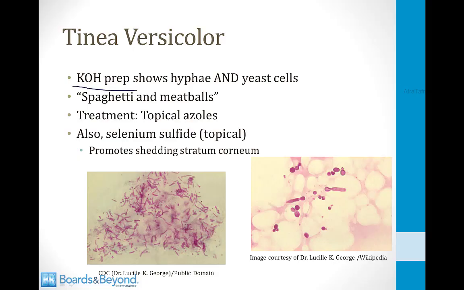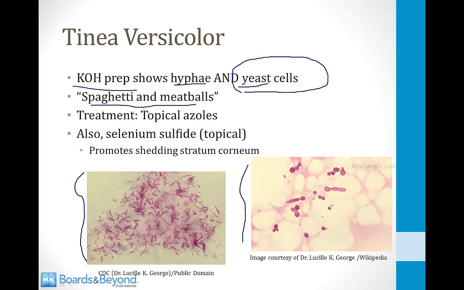A high yield thing to know about this fungi for your boards, especially step 1, is that the KOH prep will show hyphae and yeast cells. Remember that for the dermatophytes, you're never going to see yeast cells because they don't exist as yeast. And the presence of both hyphae and yeast is often described as spaghetti and meatballs. This is a picture down here, and this is another picture here. There are even better examples you can find in textbooks and online. But what you see are hyphae like this right here, and then you also see the little yeast forms, which are circles, and so that's described as spaghetti and meatballs.